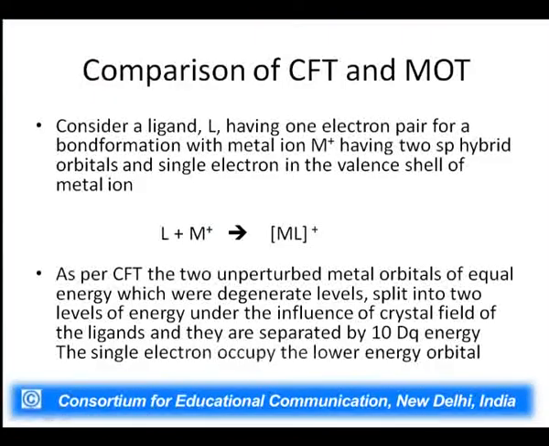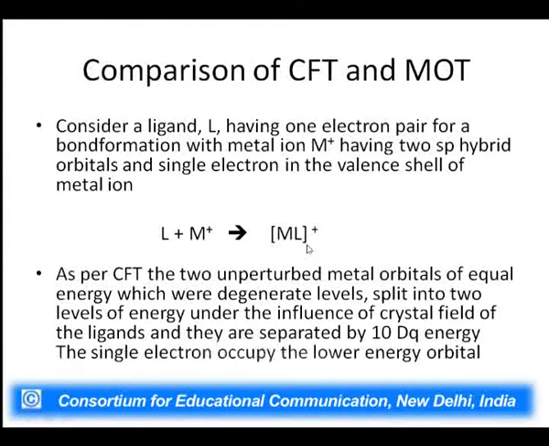Now consider here a ligand L having one electron pair which is forming a bond with the metal ion M+, having two sp hybrid orbitals, and in the metal there is only a single electron in the valence shell. Now when this happens, we say the metal ion has complexed with L so as to form ML+.